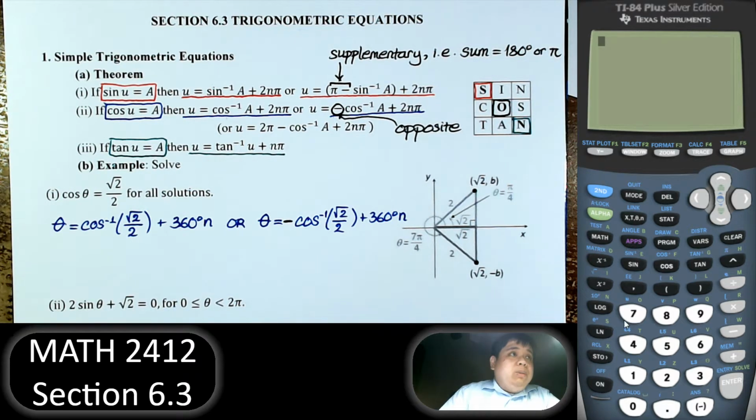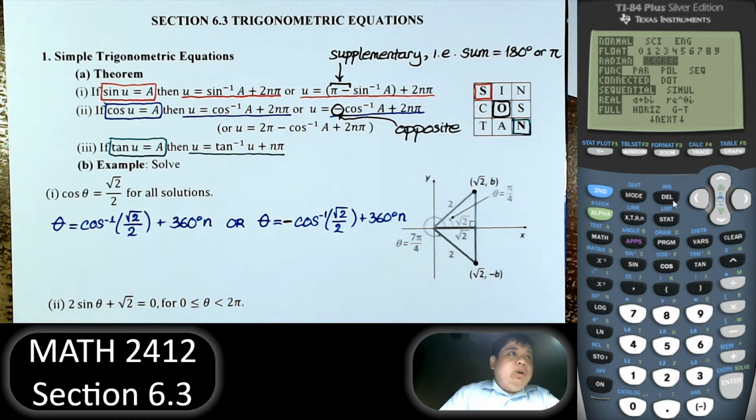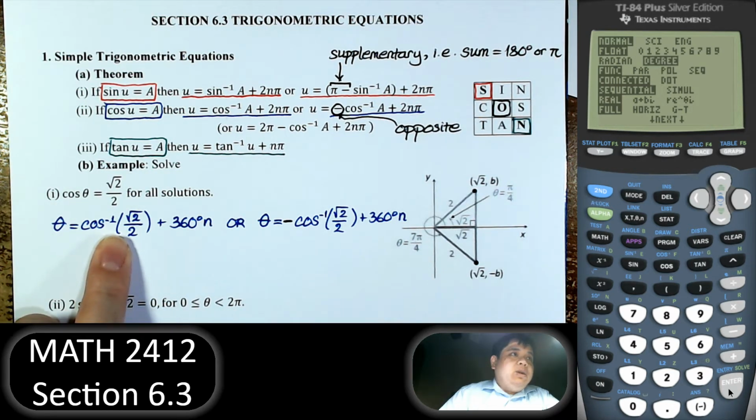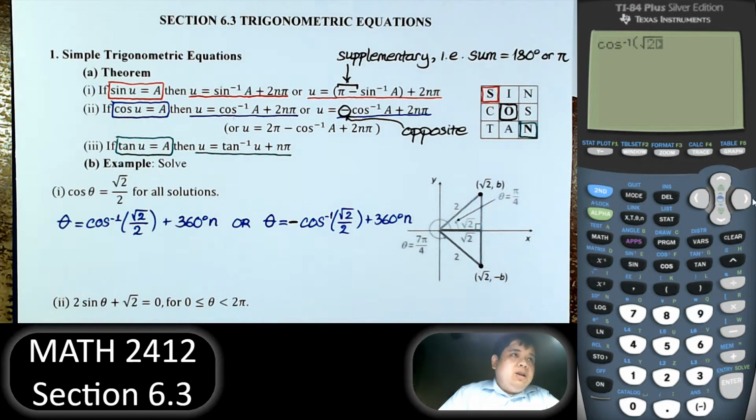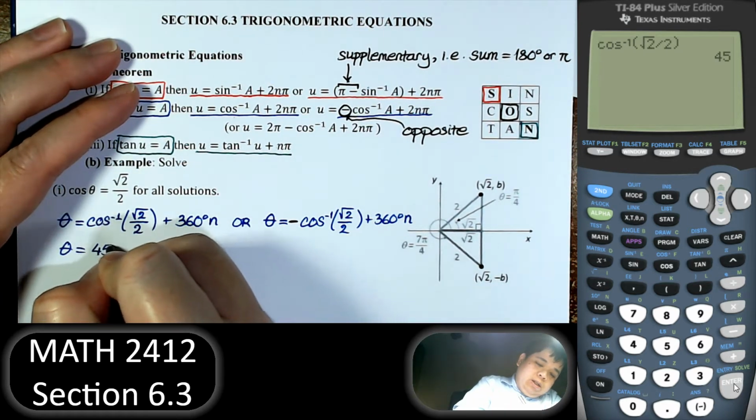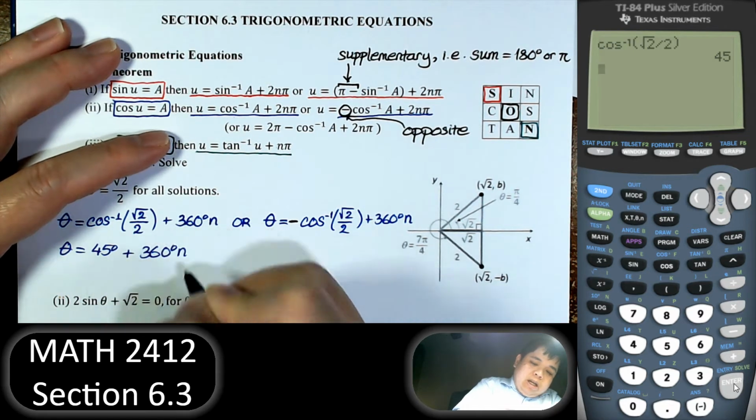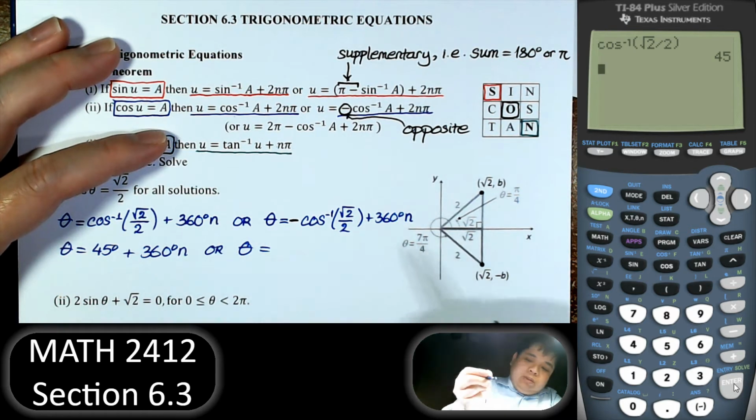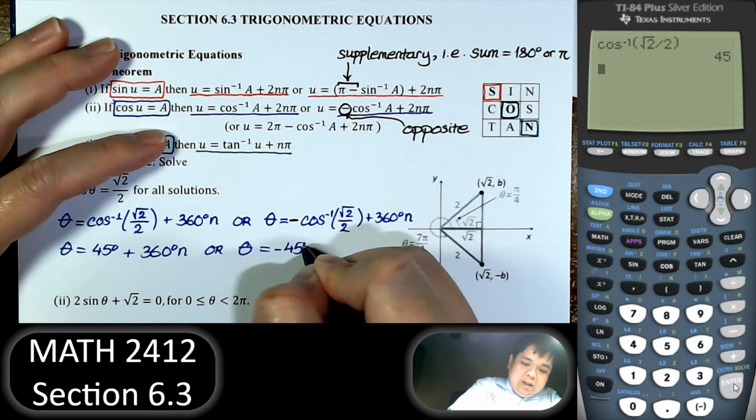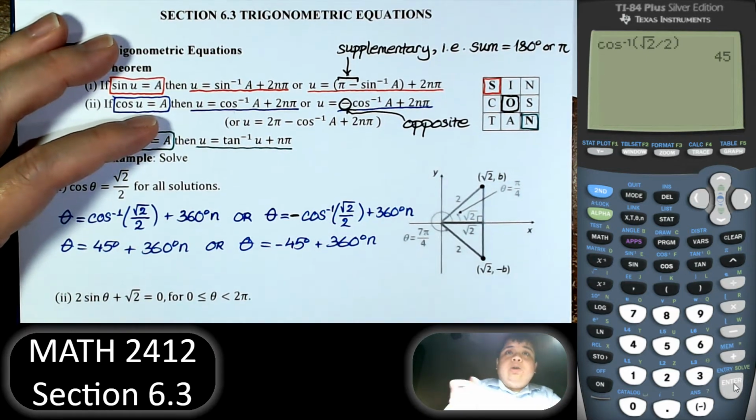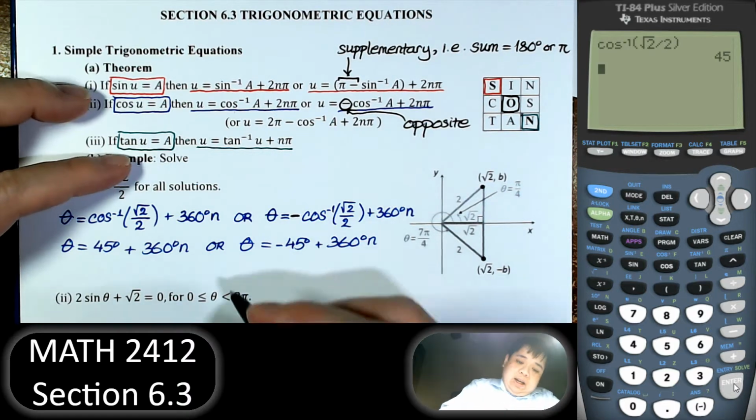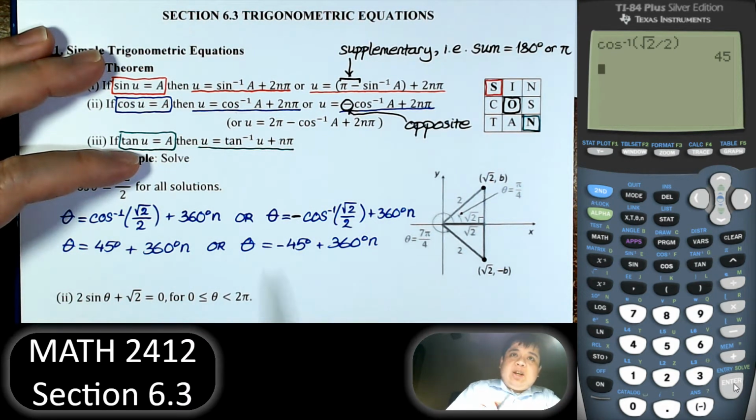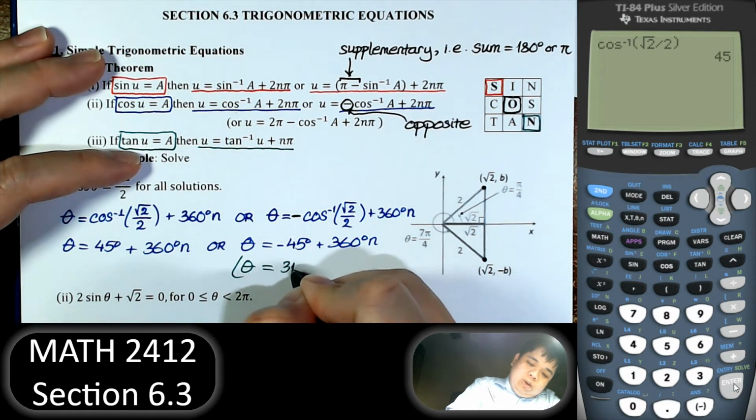And then we use degree mode, which I highly recommend when we use the inverse trig function. So for inverse trigonometric function, use degree mode. That gives us 45 degrees. So we have theta equal to 45 degrees plus 360 degrees times n, or theta equal to negative 45 degrees plus 360 degrees times n. So those are the solutions. If we don't want the negative here, just add 360 to it, or we just use 315 instead.